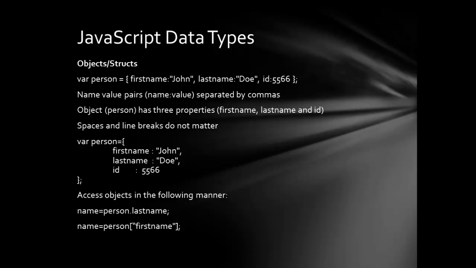All it basically means is that you can have multiple pieces of information similar to arrays. It's just a different structure. You can use dot object notation to access that. So first name John, last name Doe, ID 5566, and they're stored in a variable called person. So you can say person dot last name, and that would give you back Doe.